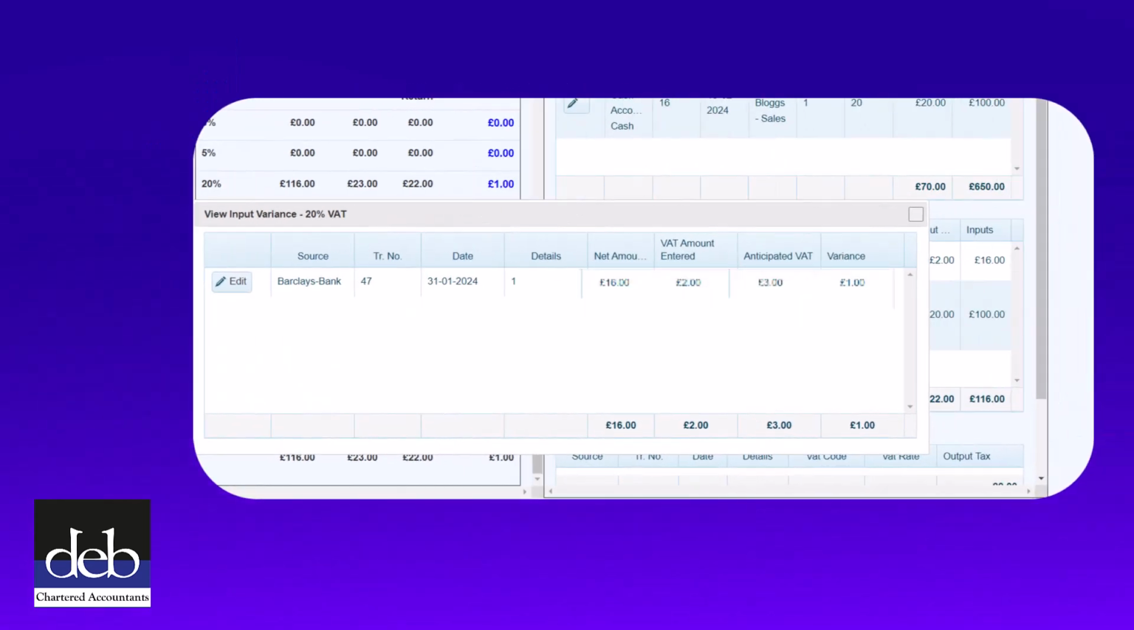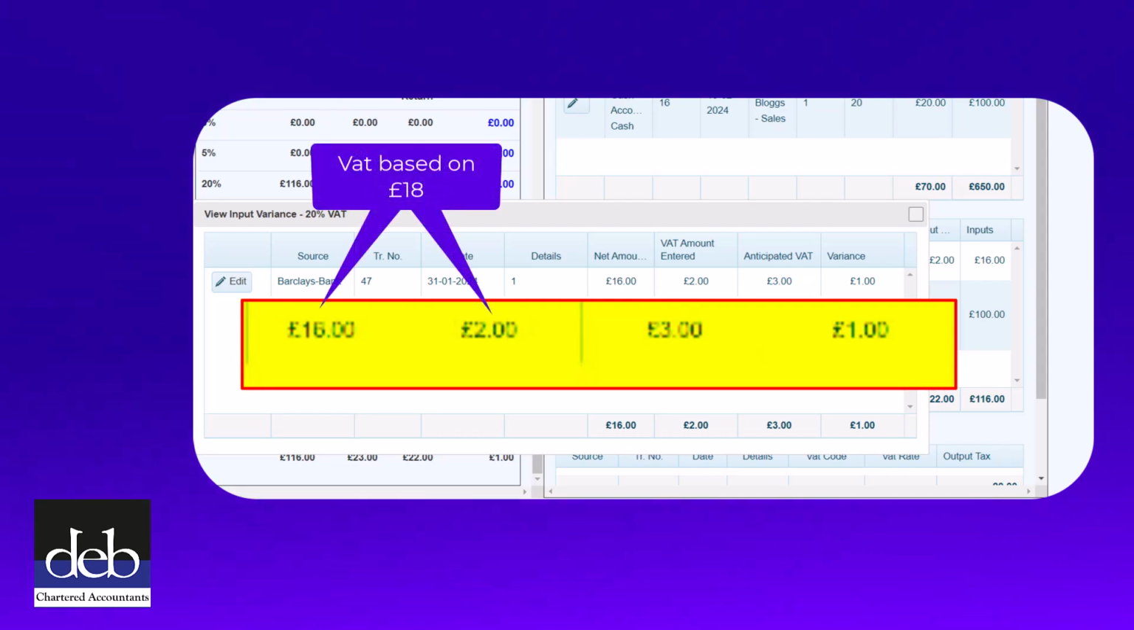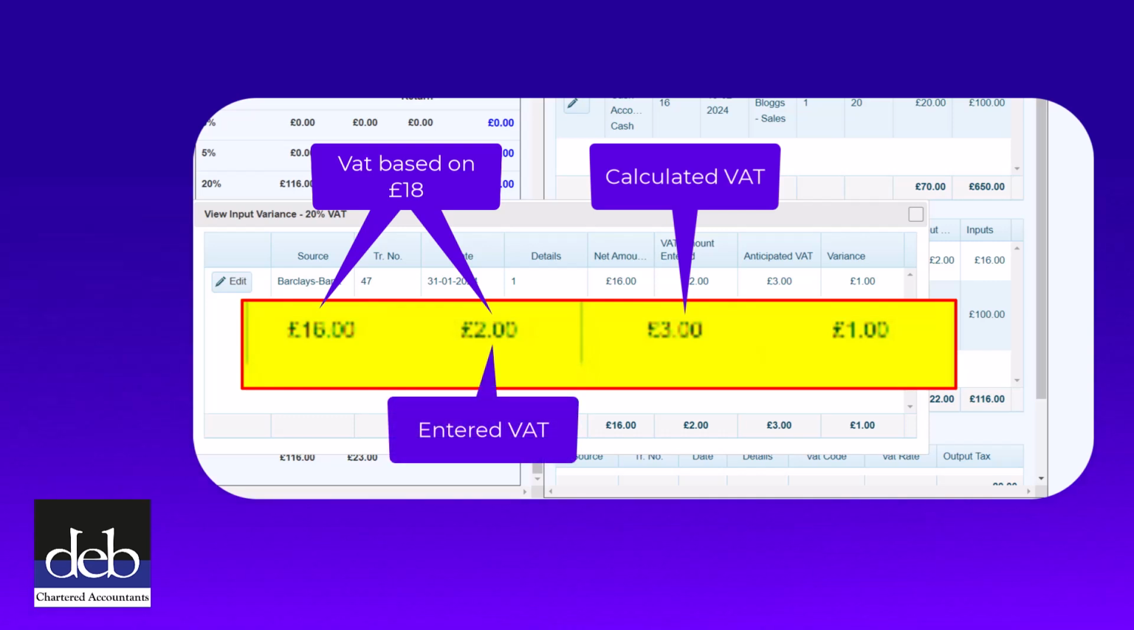as you can see here, when you run the VAT report, the program will think that the standard rate of VAT will apply to the full amount of the payment of £18, and thus it ought to be £3. However, the VAT entered and per the invoice was only £2. Thus there will be a variance of £1.